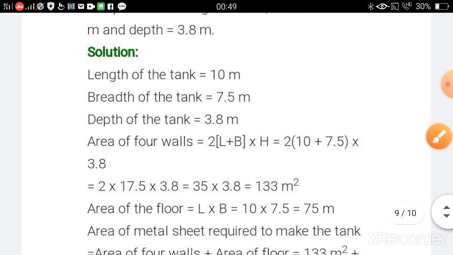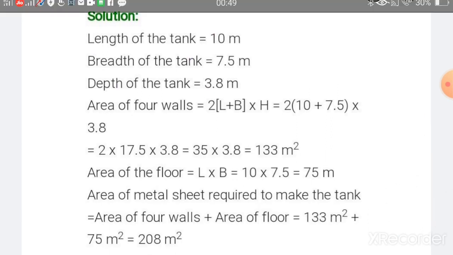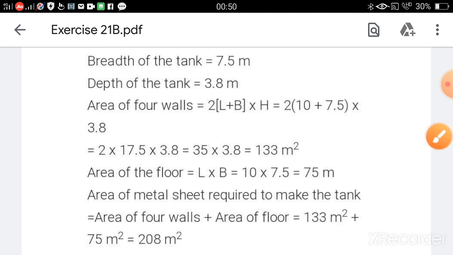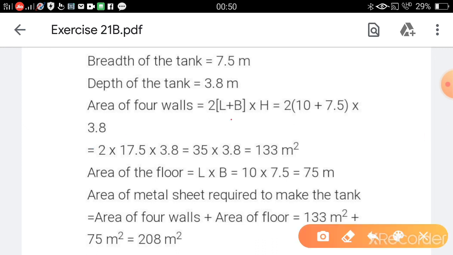Okay. Now we have to find the area of four walls. The formula is 2 into bracket L plus B out of the bracket H, which is equal to 2 into bracket 10 plus 7.5 into H, sorry, into depth, which is 3.8. L plus B, 2 into L plus B, this addition will be 17.5 into 3.8.